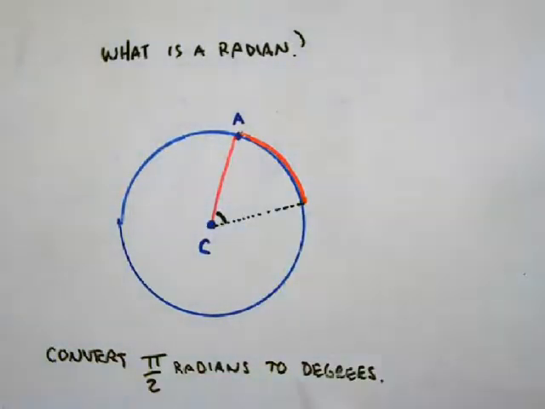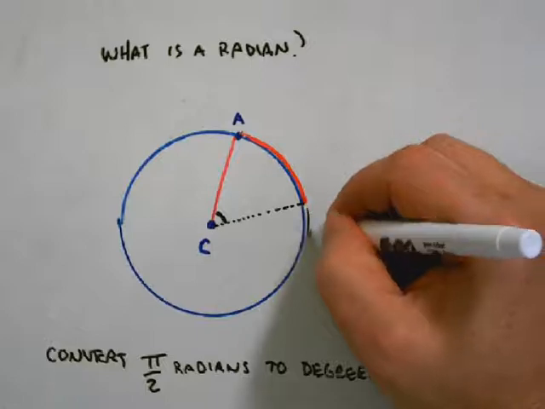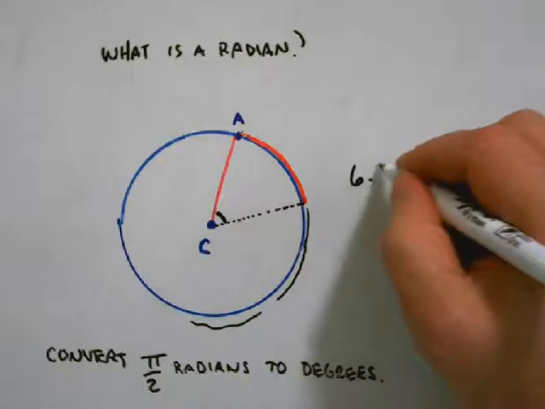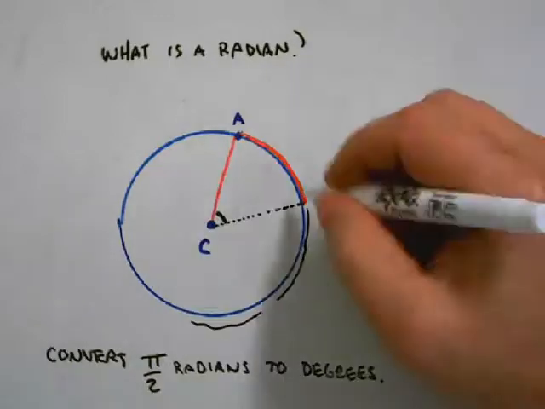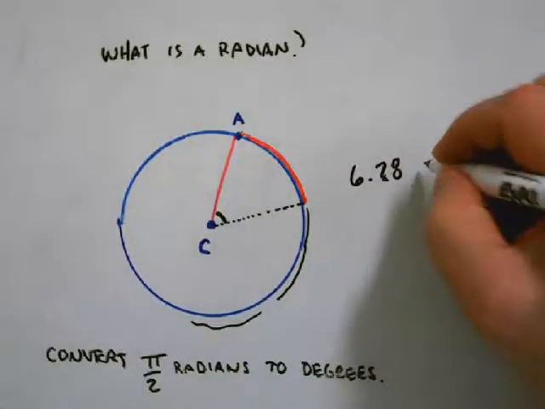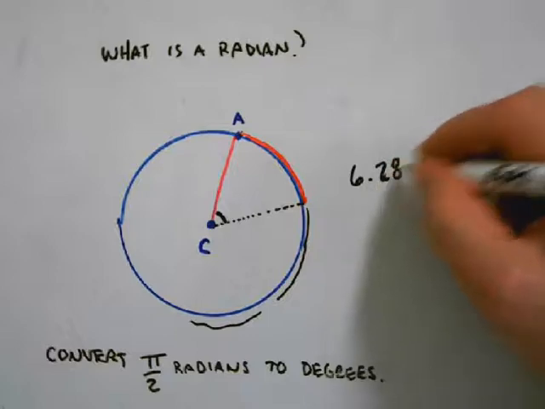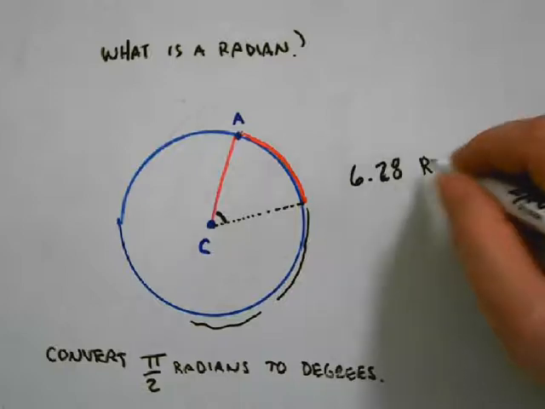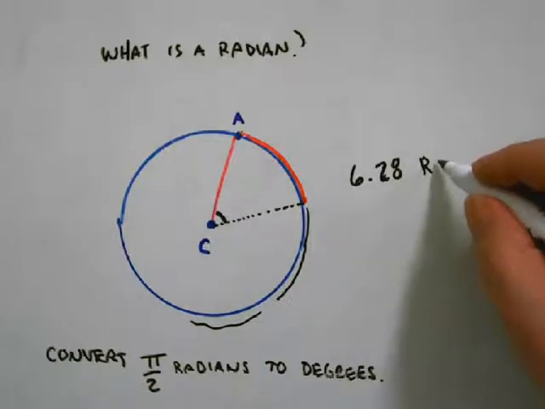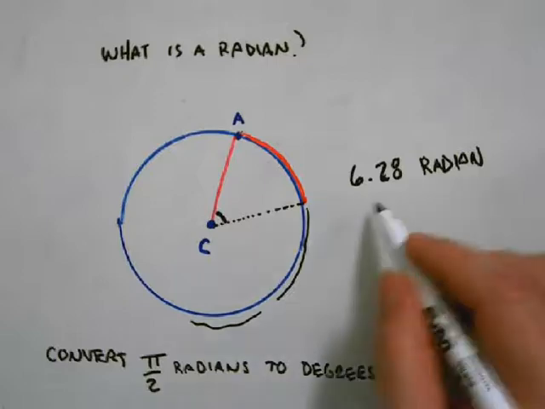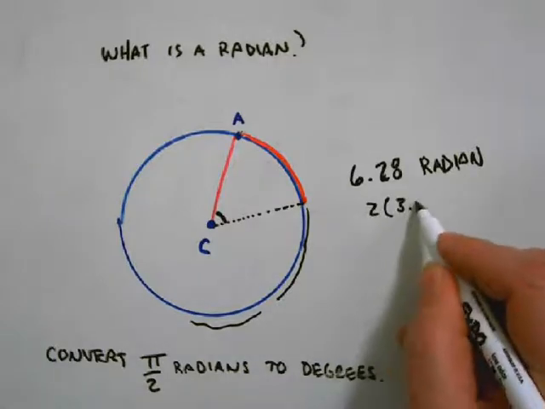Now, if you were to continue this all the way around the circle, you would end up getting 6.28 radians, lengths of that, all the way around. So you would get 6.28 radians, roughly, you'd have to round that off, of course, for a full circle. So now, if you look at 6.28, that's actually 2 times 3.14.